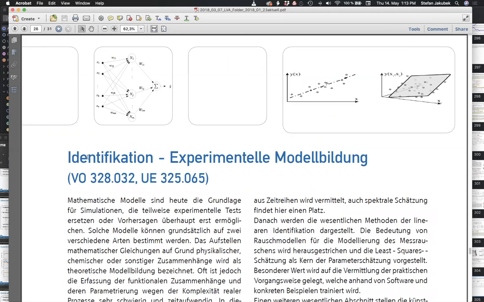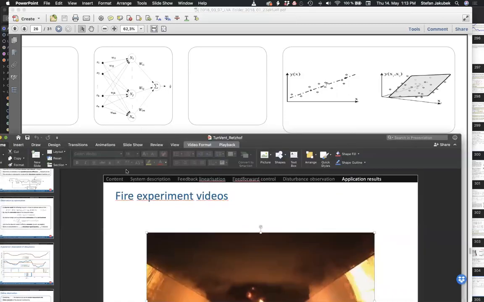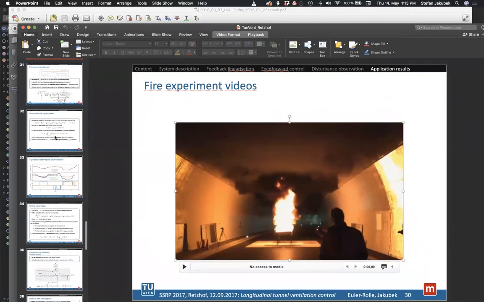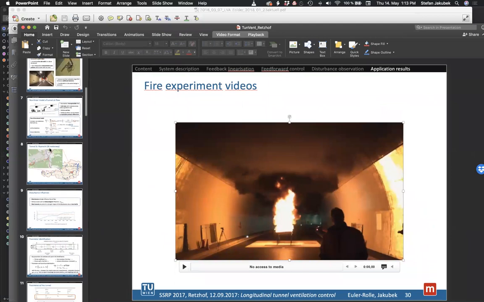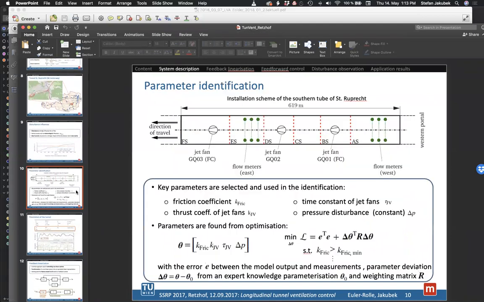And this is called Identifikation experimentelle Modellbildung. So it means, how do you get your model or your model parameters from experiments? We did that with the tunnel, and I'm going to show you this in one or two slides, which I skipped before. With that tunnel, we had a number of parameters like the friction, some parameters for the jet fan, and also the pressure difference in the portal.